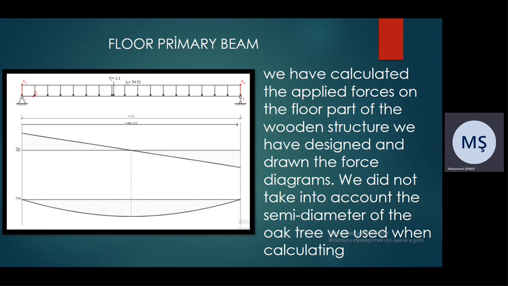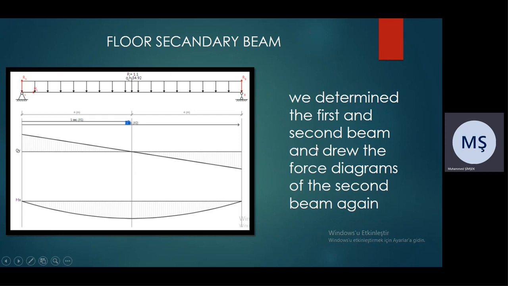The NVM diagram is a graphical representation of the internal forces acting on a structural element. It is used to determine the strength and stability of the element under various load conditions. The diagram is named after the three types of internal force that are represented on it: normal force, shear force, and bending moment. You can see the floor secondary beam, and we determine the first and second beam and draw the diagrams of the second beam again.